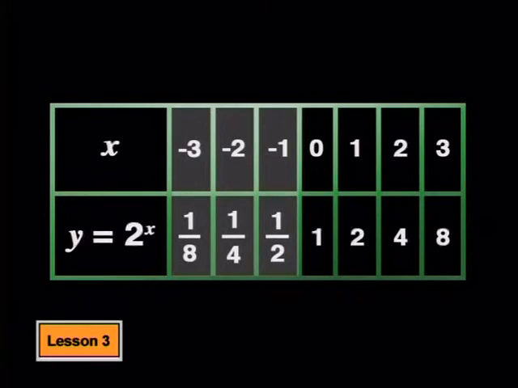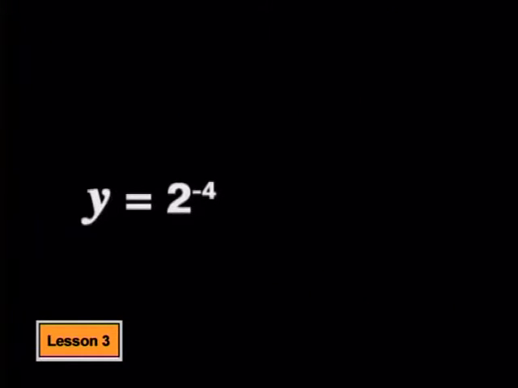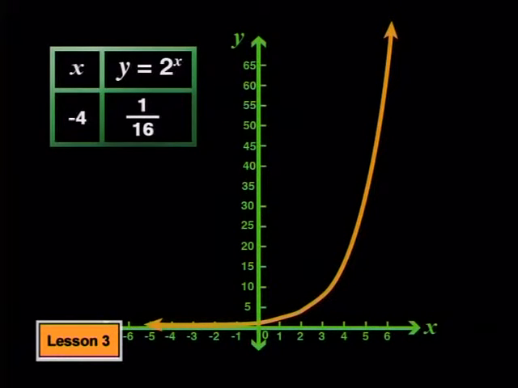Now let's have a look at the negative x values that we have on the graph. Their y values are all fractions between 0 and 1. So where do you think the point for x equals -4 will be? Let's check. y equals 2 to the negative 4, which is 1 divided by 2 to the 4. That's 1/16. So the point is still positive, but closer to the x-axis.